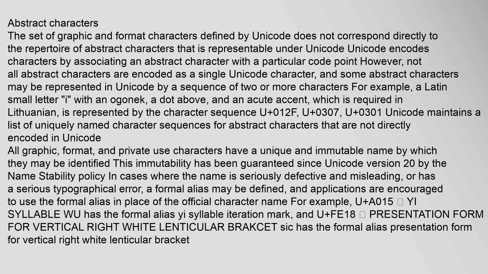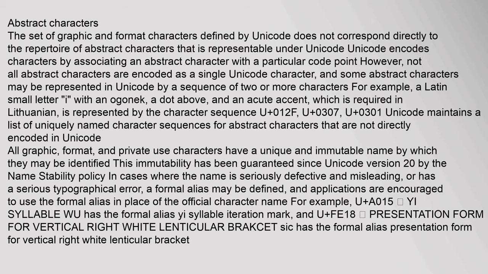Abstract characters. The set of graphic and format characters defined by Unicode does not correspond directly to the repertoire of abstract characters that is representable under Unicode. Unicode encodes characters by associating an abstract character with a particular code point. However, not all abstract characters are encoded as a single Unicode character, and some abstract characters may be represented in Unicode by a sequence of two or more characters. For example, a Latin small letter i with an ogonek, a dot above, and an acute accent, which is required in Lithuanian, is represented by the character sequence U+012F, U+0307, U+0301. Unicode maintains a list of uniquely named character sequences for abstract characters that are not directly encoded in Unicode.